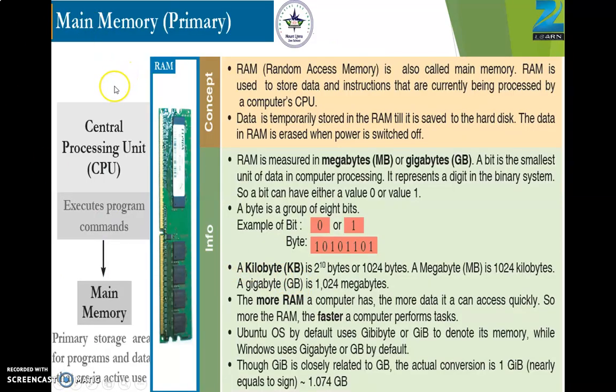Memory unit. Okay, a memory unit is required in a computer. Basically, there are two types of memory, primary memory and secondary memory. Random access memory, RAM, is also called main memory. RAM is used to store data and instructions that are currently being processed by the CPU. Data is temporarily stored in RAM till it is saved to the hard disk. The data in RAM is erased when power is switched off.